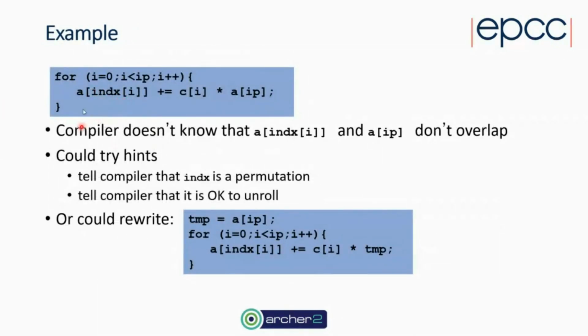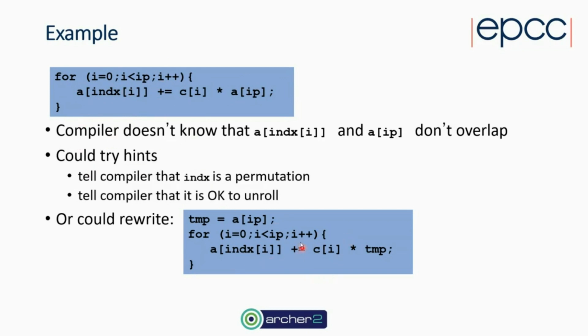So here's an example in C. We've got an array with an indexing variable which tells you where to go. Now we could unroll this loop, but the compiler doesn't know where index I points to. It could be that index I for 0, 1, 2, and 3 all point to the same place, so it doesn't know how to unroll those. It also could be that IP and index I overlap at some point.